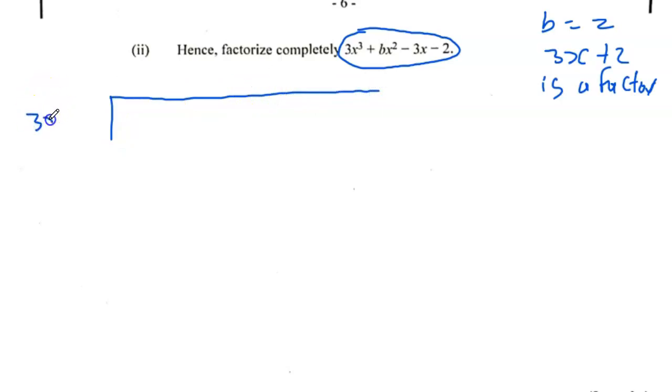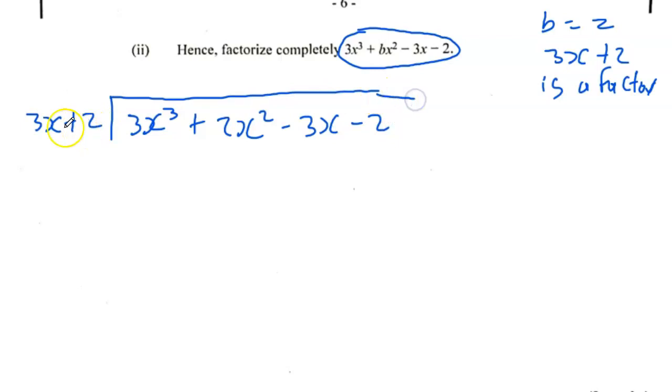So we're going to do a long division. We have 3x plus 2 divided into 3x cubed plus 2x squared minus 3x minus 2, since we know the value of b is 2. So 3x divided into 3x cubed gives us x squared. And then we multiply x squared by the factor. So x squared times 3x, that's 3x cubed. X squared times 2, that's 2x squared.